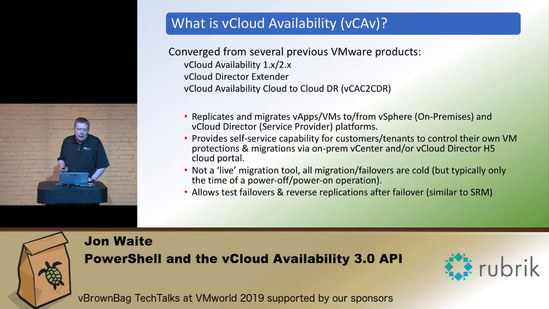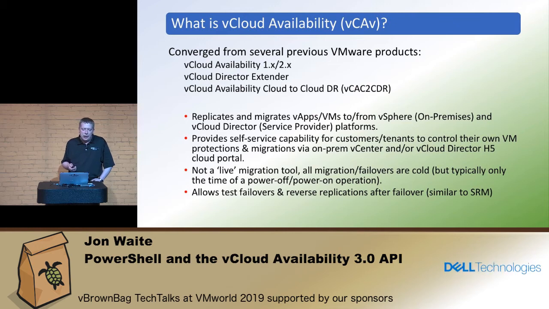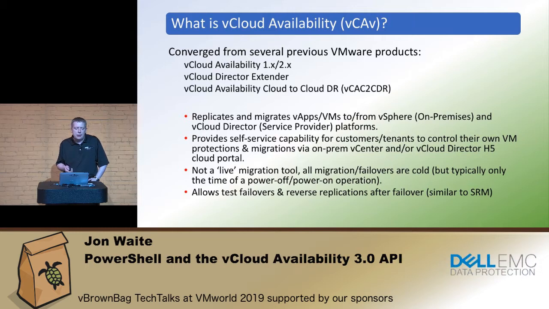So what is vCloud availability? It's converged from sort of three separate VMware products that existed before: availability itself, Director, Extender, and Cloud-to-Cloud DR. And the basic intent is to allow you to replicate, protect, and migrate virtual machines between service provider clouds, but also between customer on-premises environment and a VCPP provider, and vice versa. And it does all this in a self-service portal where customers can actually control that replication themselves.